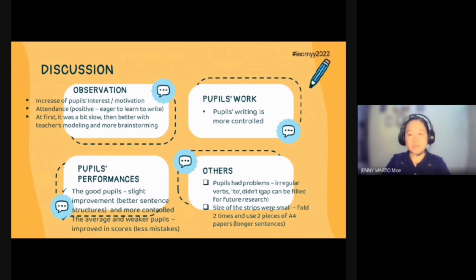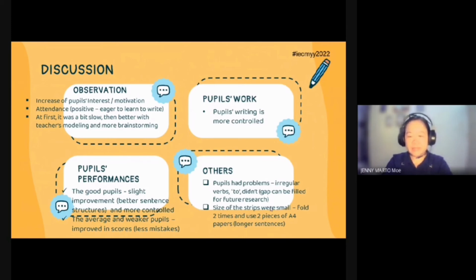And for the pupils' work, I can see now that pupils' writing is more controlled. And for the pupils' performances, for the good ones, it shows slight improvement, but now they are better in writing sentence structures and their writing is more controlled. And for the average and the weaker pupils, they have improved in their scores, which means they have fewer mistakes.